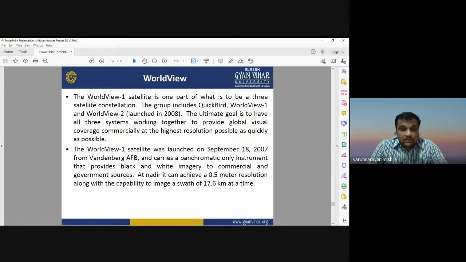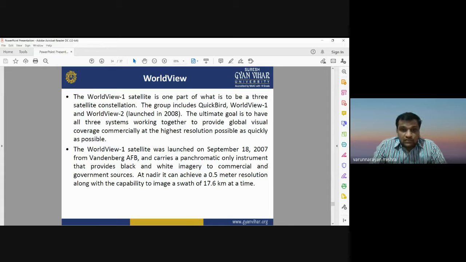Okay, another high resolution sensor is Worldview 1. It is a part of what is to be a 3 satellite constellation. The group includes QuickBird, Worldview 1, and Worldview 2. The ultimate goal of this constellation of high resolution satellite images is to have all 3 systems working together to provide global visual coverage commercially at the highest possible spatial resolution as quickly as possible.